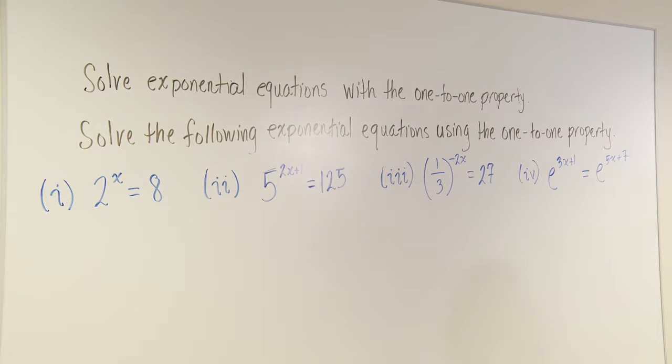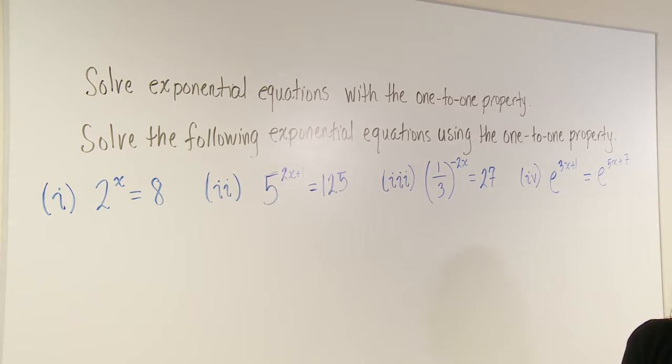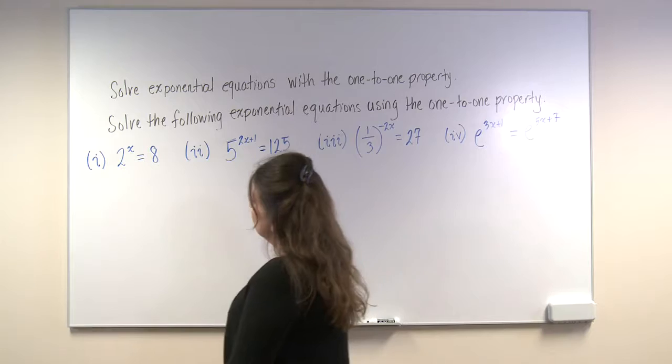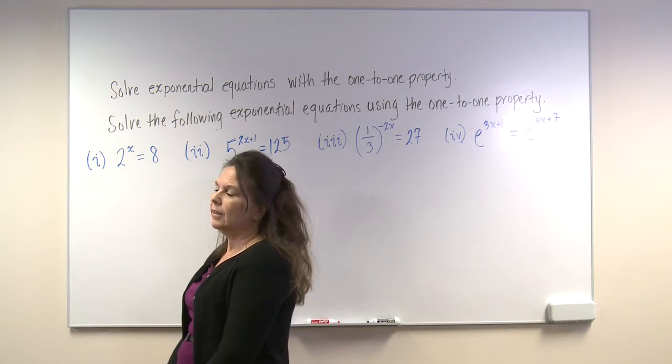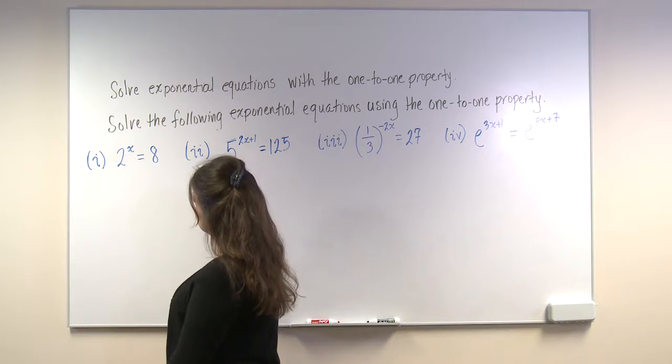The one-to-one property states that if we have a base that's greater than 0 and not equal to 1, if we have b to the m is equal to b to the n, then m is equal to n. So one approach is to make our bases equivalent. If our bases are equivalent, then we can equate the exponents.